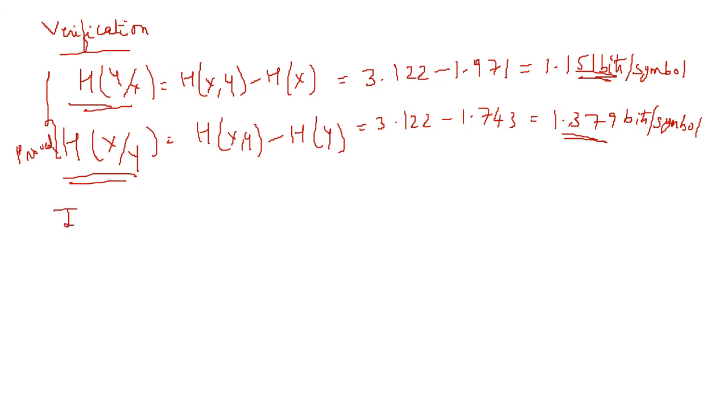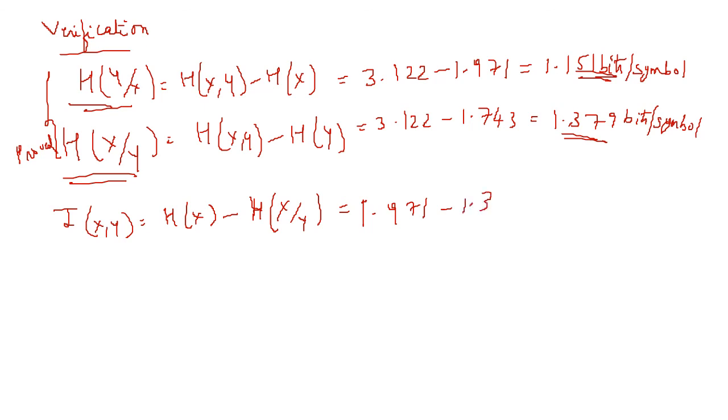Similarly, I of x comma y, by definition, is h of x minus h of x by y. So if you try to simplify or substitute, we are going to get h of x is 1.971 and h of x by y is 1.379, which is equal to 0.592 bits per symbol. Now this should be the same for the other relationship.